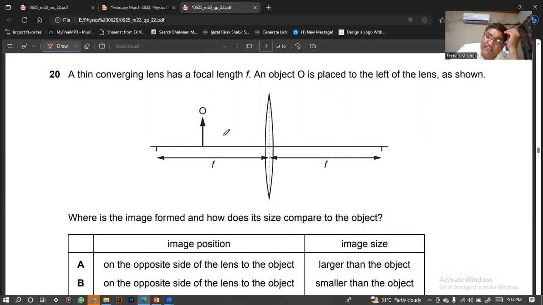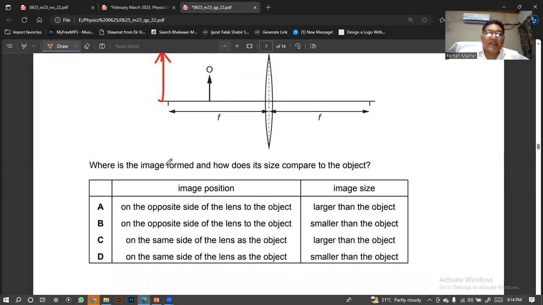Because the distance of the object is less than the focal length, this converging lens will act like a magnifying glass and it will produce an enlarged, virtual, and erect image. And the image will be on the same side as the object. So the image formed will be here somewhere. This image will be very large. It will be magnified, erect, and virtual. So that is what happens in a magnifying glass.